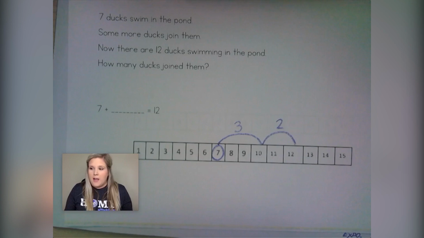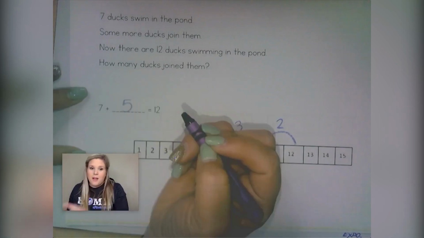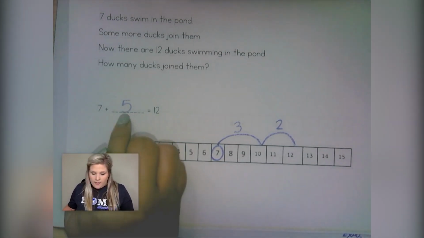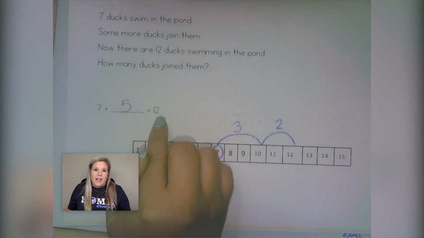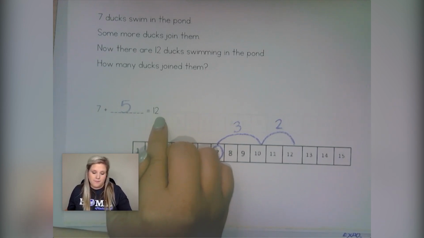What is 3 plus 2? Right, 3 plus 2 is 5. So I can write the number 5 in my missing number spot to make my equation true. And now it reads like this. 7 plus 5 equals 12. We know that 5 ducks joined 7 ducks, and now there are 12 ducks swimming in the pond.